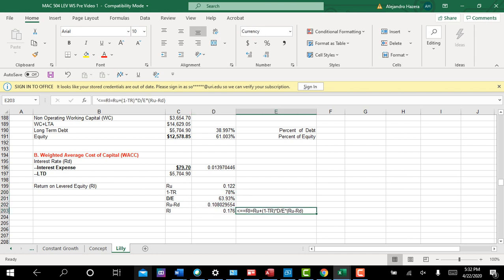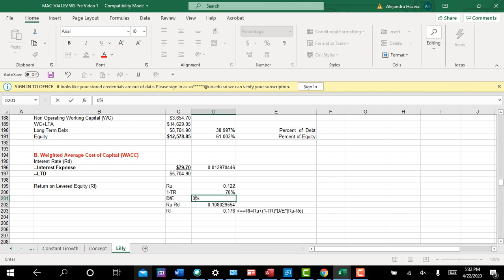What's interesting, and I would like you to know, this is more finance than anything else, is that if you look at this equation, the debt to equity ratio is key in all this. If you have zero debt, your debt to equity ratio would be 0. So if you have zero debt, your return on levered equity would be the same as the return on unlevered equity.